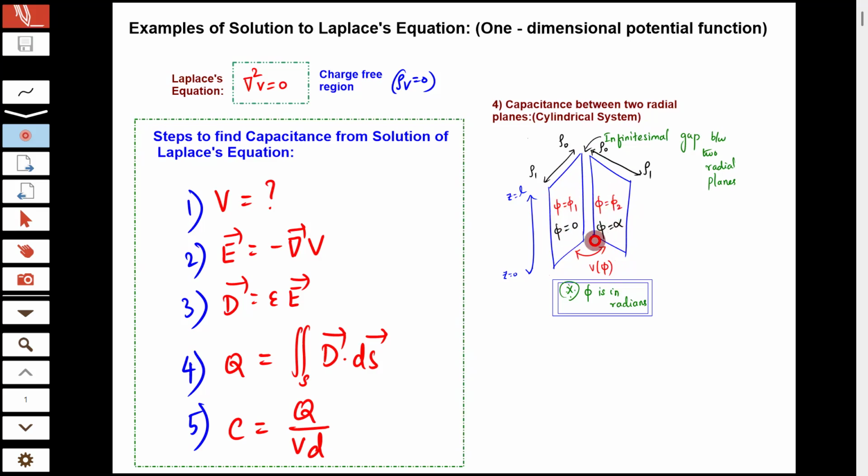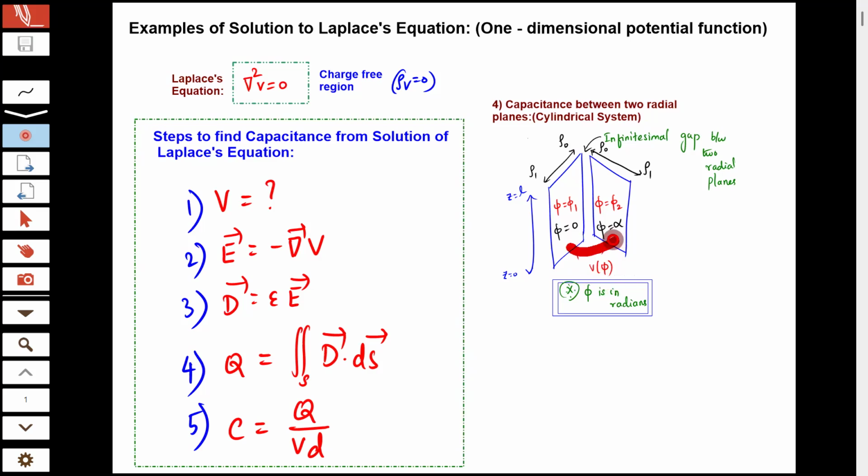Here, we should also note that the angle phi should be represented in radians when we solve for the potential, which is a function of angle phi. Now, in this case, if the region between the two plates is filled with an insulating material whose dielectric constant is epsilon r, then we can estimate the potential function between the two plates as a function of a single dimension, which is angle phi.